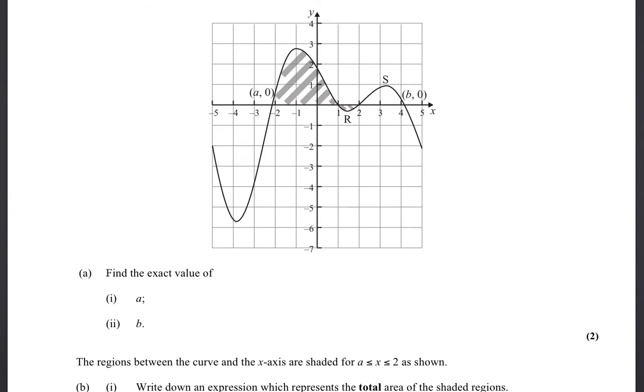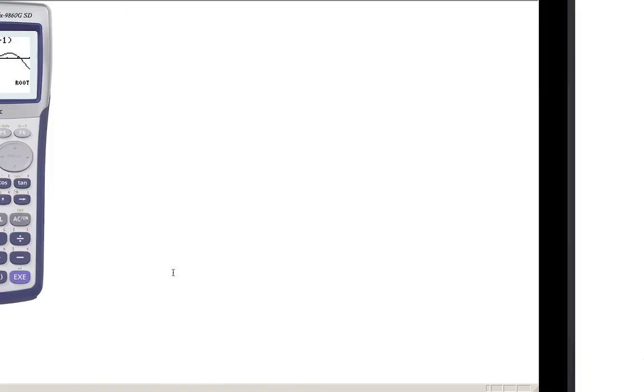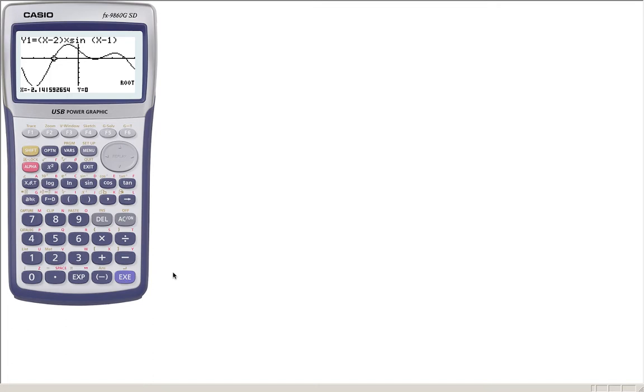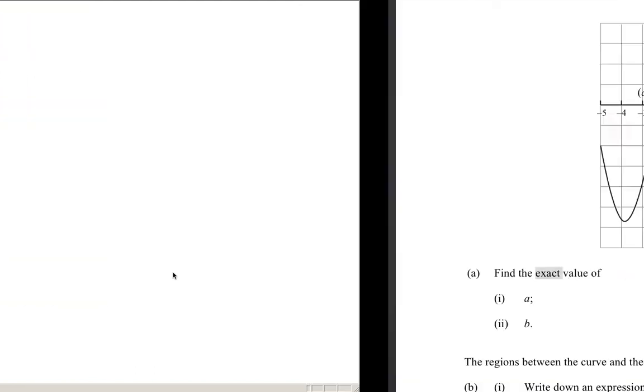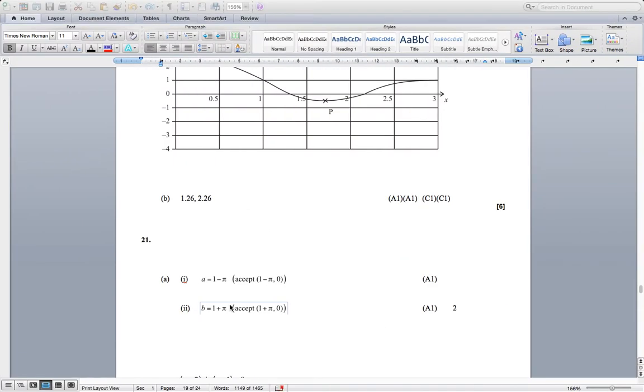The important thing to note is: find the exact value of a and b. So this minus 2.14 and 4.14, they are actually approximate values of a and b. They have asked you to find the exact value. So how do we do it? You have to do it like this.